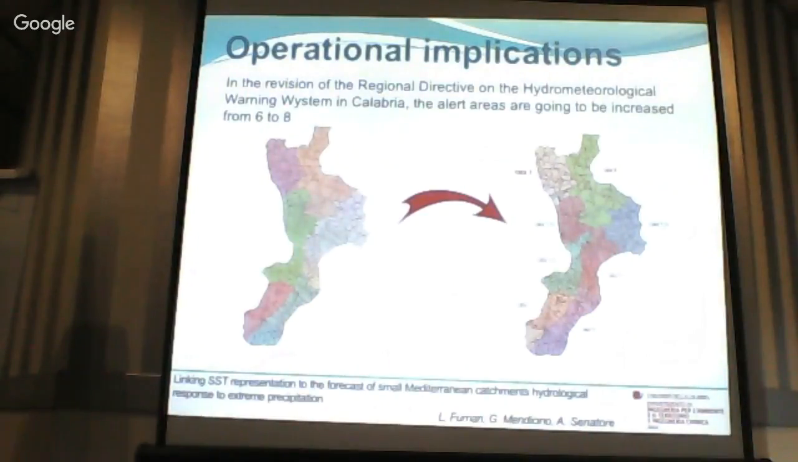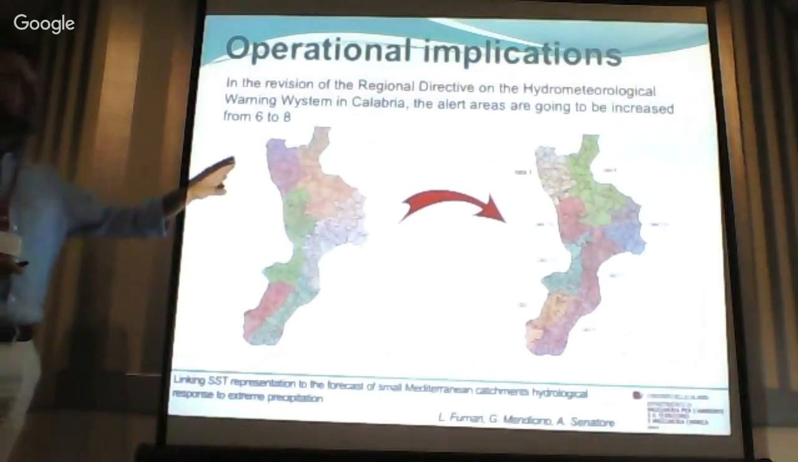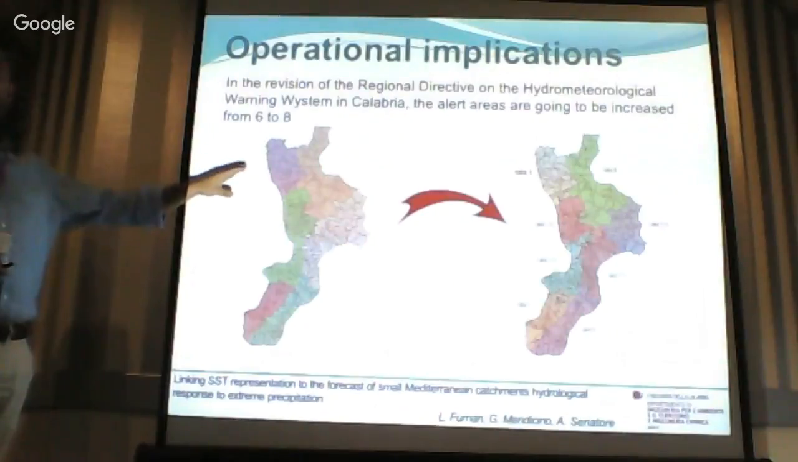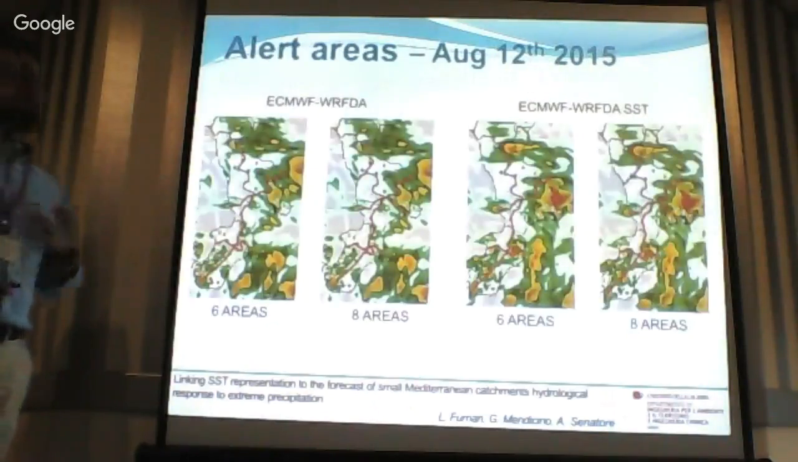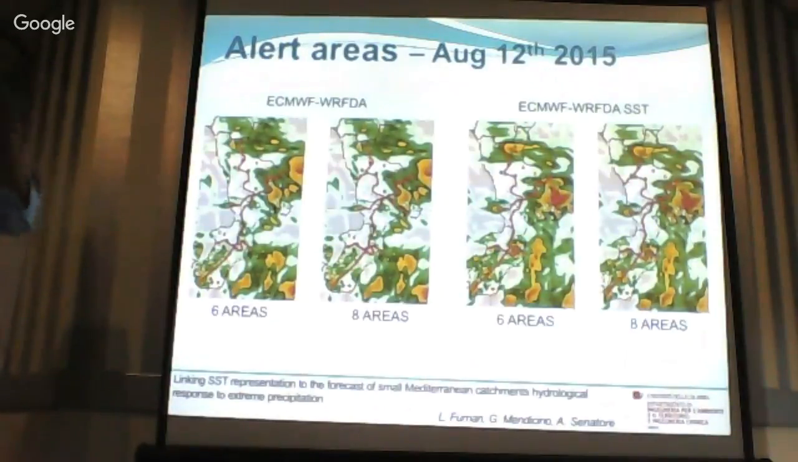What are the effects on the operational activity? In the revision of the regional directive of the meteorological warning system in Calabria, the alert areas are going to increase from 6 to 8. What would have happened with SST assimilation in these two events, considering either 6 or 8 areas?